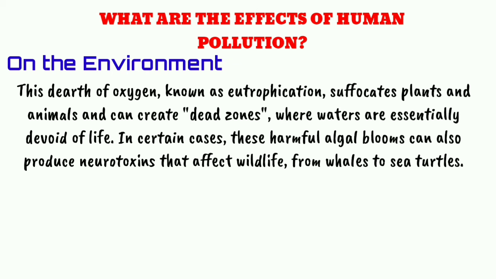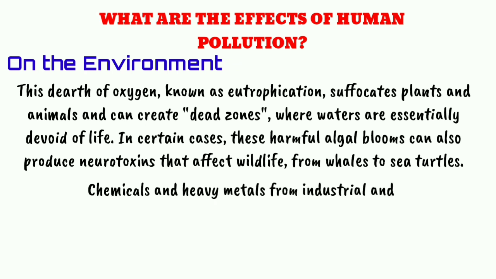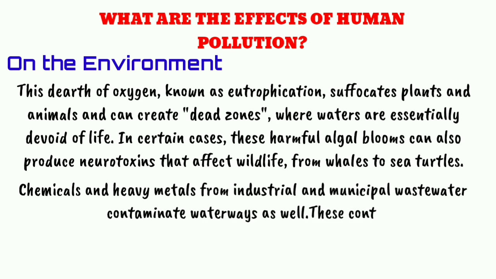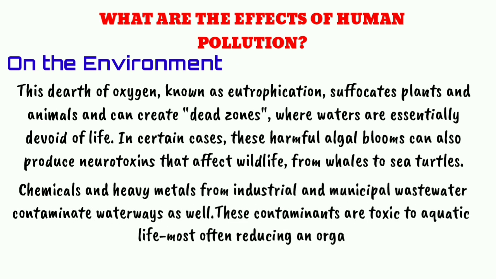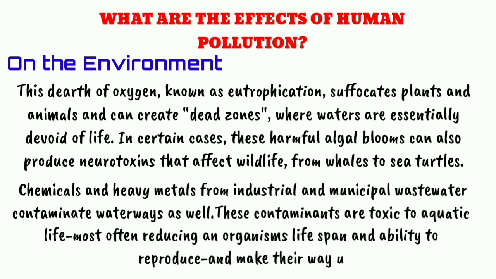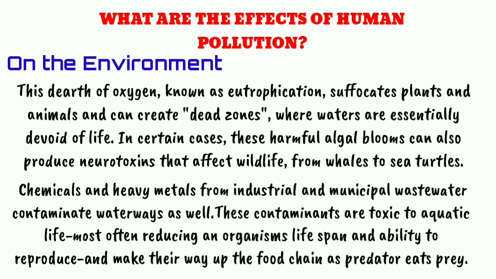Chemicals and heavy metals from industrial and municipal wastewater contaminate waterways as well. These contaminants are toxic to aquatic life, most often reducing an organism's lifespan and ability to reproduce, and make their way up the food chain as predator eats prey.